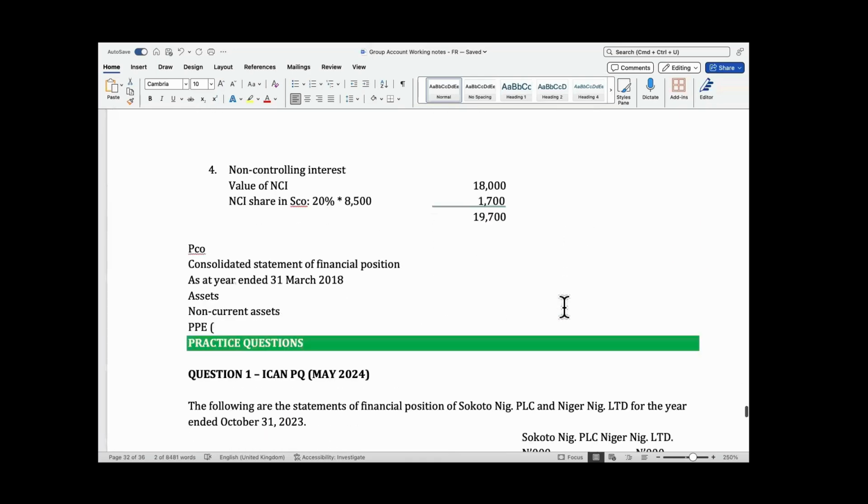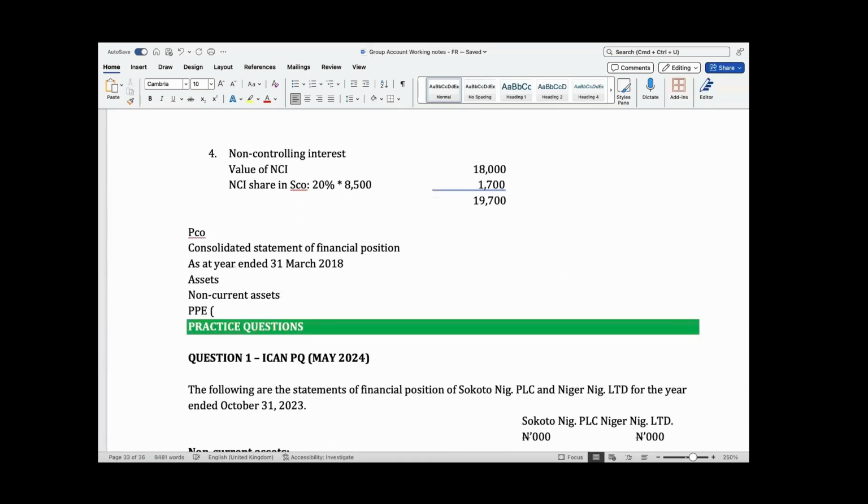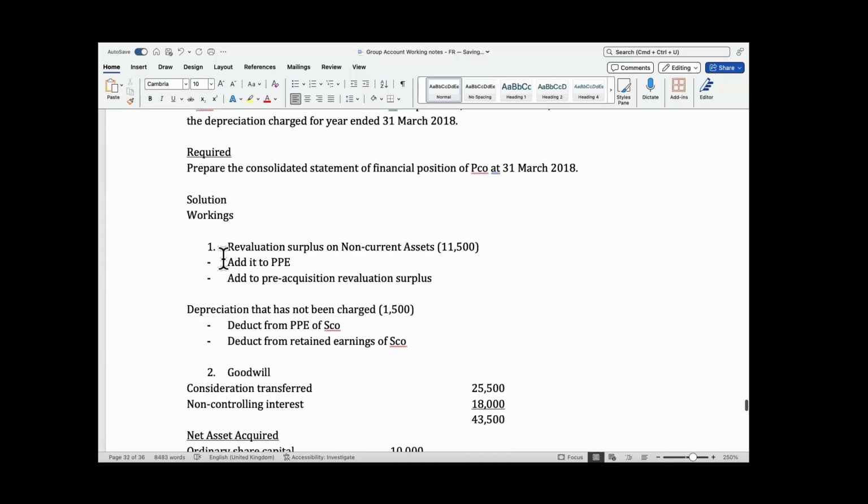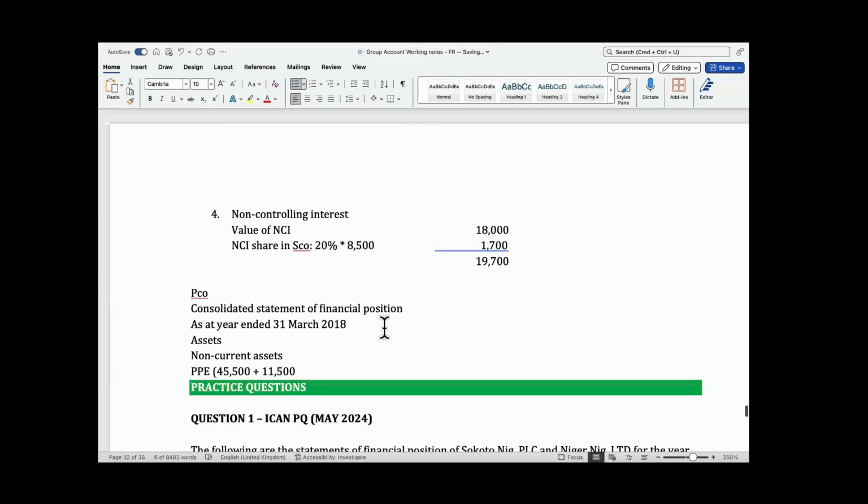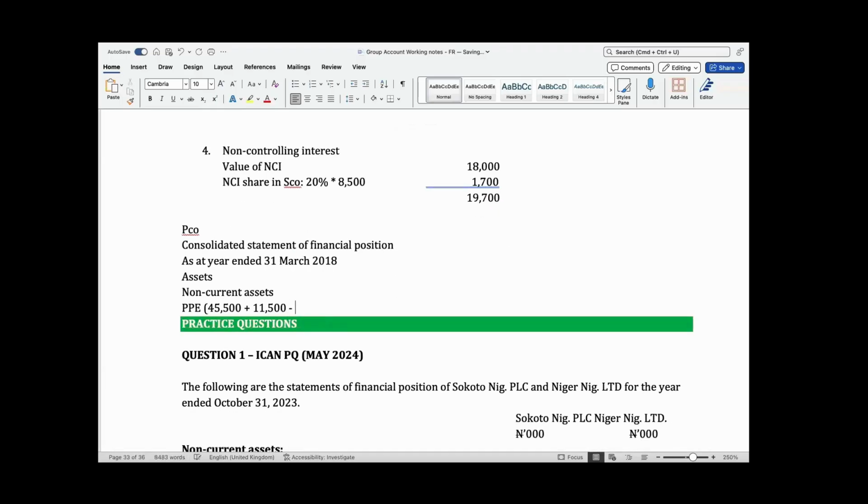Okay. Then we need to add this 11.5. We say add it to PP, this revaluation surplus. And also this depreciation, deduct from PP minus 1.5. So what does that give us? That's 55,500.